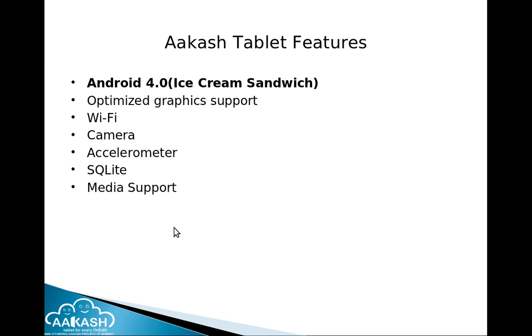This is a list of Akash tablet features. We have ICS, optimized graphics support, we have Wi-Fi, a camera with VGA, then accelerometer. Accelerometer is nothing but, if you change the direction of your tablet, the screen would change accordingly. That's the accelerometer. And the SQLite and the media support.